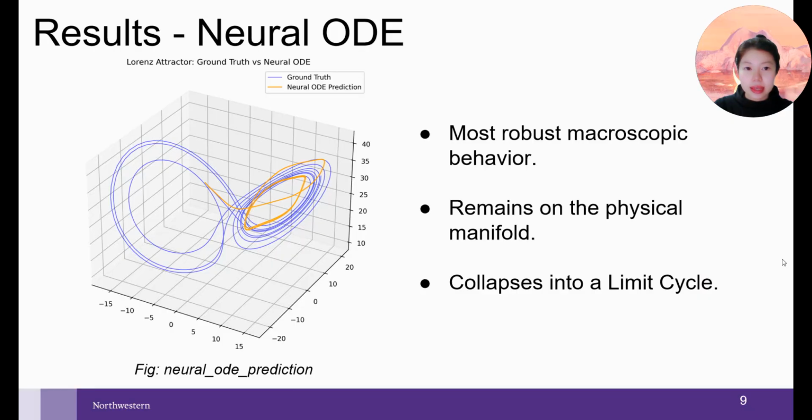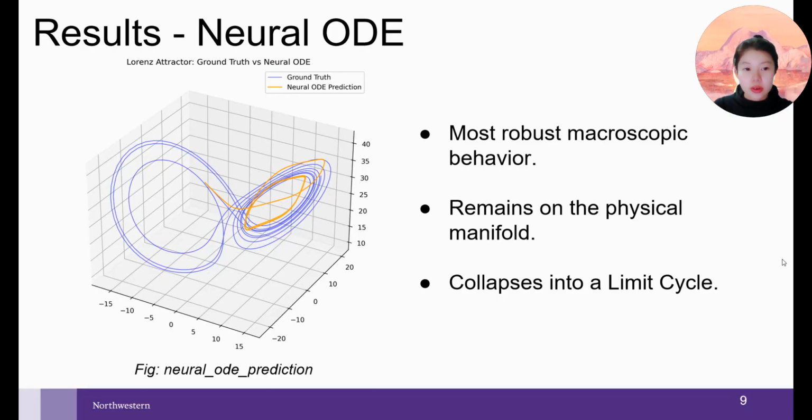Finally, we tested the neural ODE framework. By utilizing an adjoint ODE solver, this model demonstrated the most robust macroscopic behavior. Notice the orange line on the right. Unlike the MLP that completely crashed, the neural ODE successfully restricts its predictions to the correct physical manifold. It actually stays on the butterfly, however, it still faces a major hurdle.